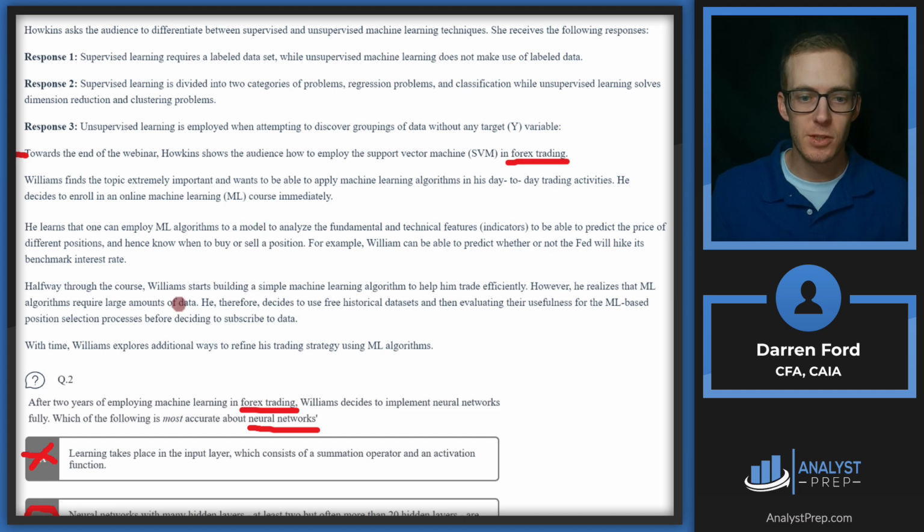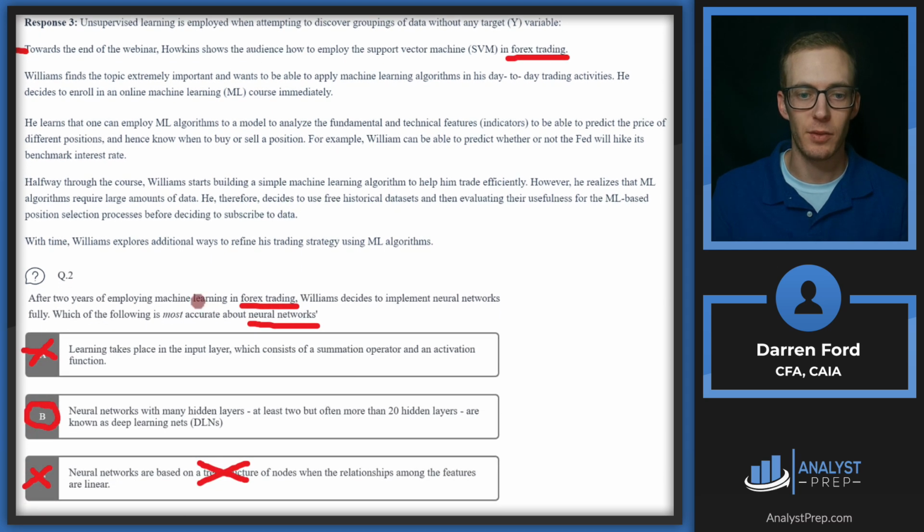rates. So there's nothing really in here about neural networks, so we can kind of conclude this question is mostly just asking about describing neural networks with nothing really additional we can glean from the reading. So we can stick with answer B.